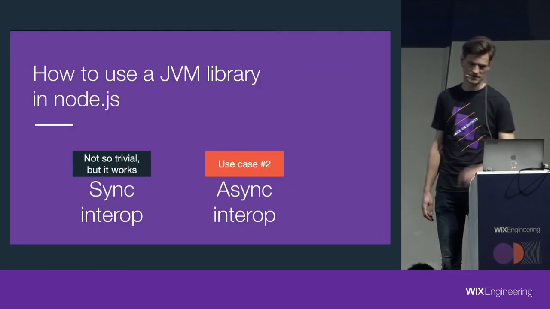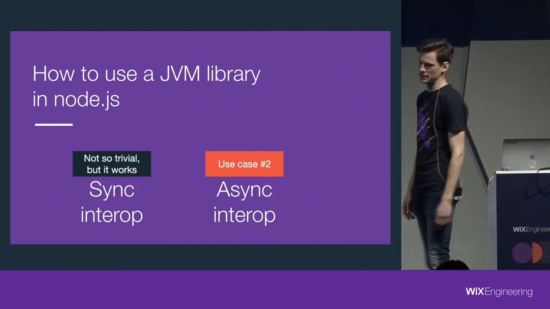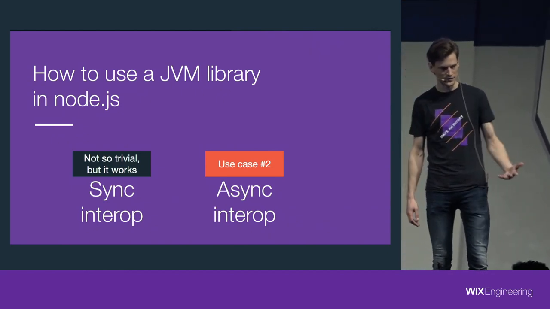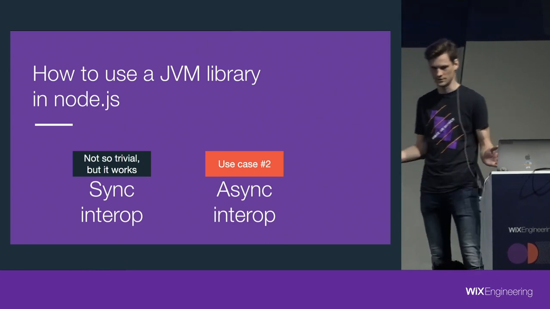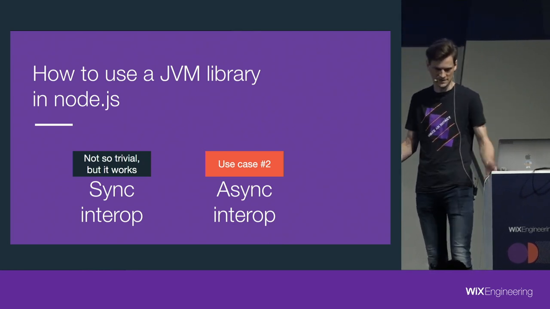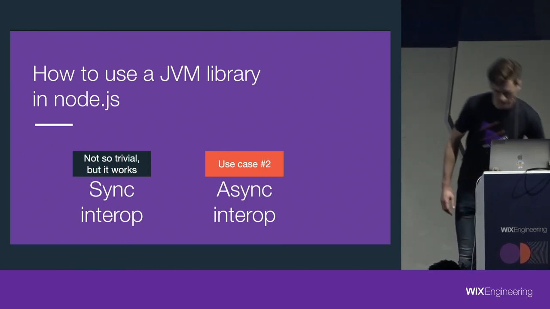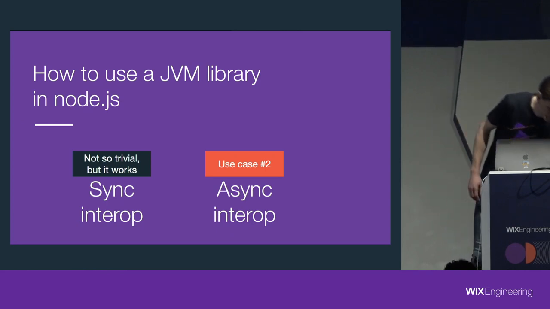And it's fine. It's not so trivial, but it works, and it's really easy to run into this issue, because JVM libraries see no issue in blocking the calling thread because it's just a different model, and it's not so great with Node.js.